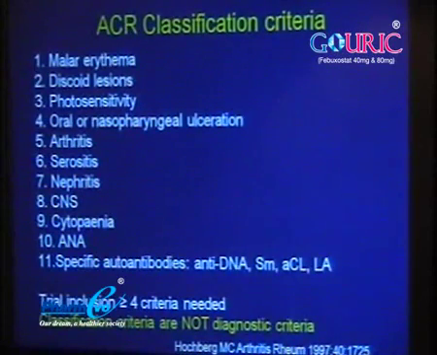I think it's an important message that I keep saying, especially to the registrars and the trainees who tend to misuse these classification criteria as diagnostic criteria. These are highly specific criteria. They're not sensitive. In other words, if you use these criteria to make a diagnosis of lupus, you probably miss about half the patients. So I think it's an important point that's worth stressing to the trainees in the audience.